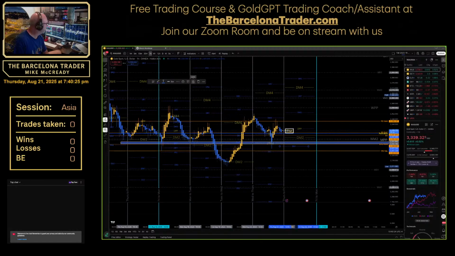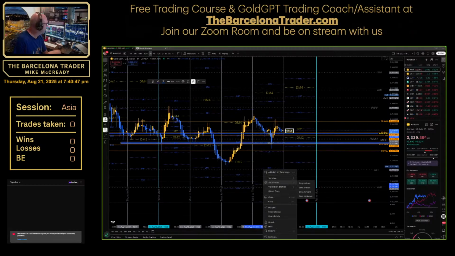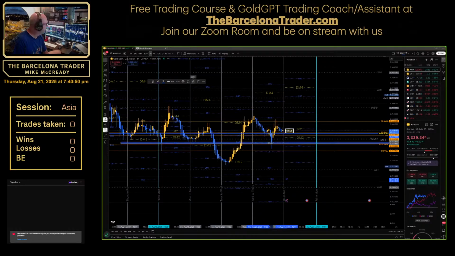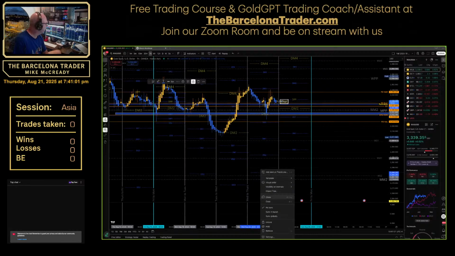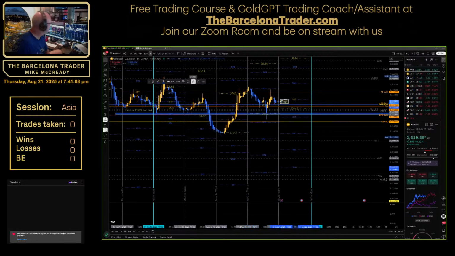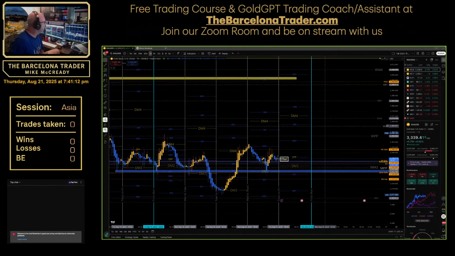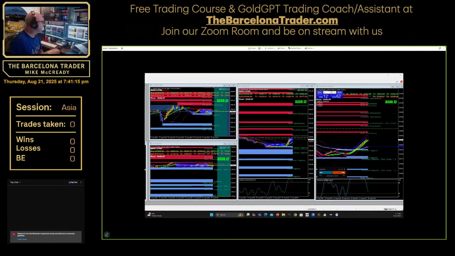There are 11 pivots starting from top to bottom. The DR3, the DR2, the DM4, the DR1, the DM3, the daily pivot point, the DM2, the DS1, the DM1, the DS2, and the DS3. So there are 11 daily pivot points, and there are also the same 11 corresponding weekly pivot points that change every week over the weekend. And then there are the same corresponding monthly pivot points, 11 of those as well, and they change at the turn of every month.